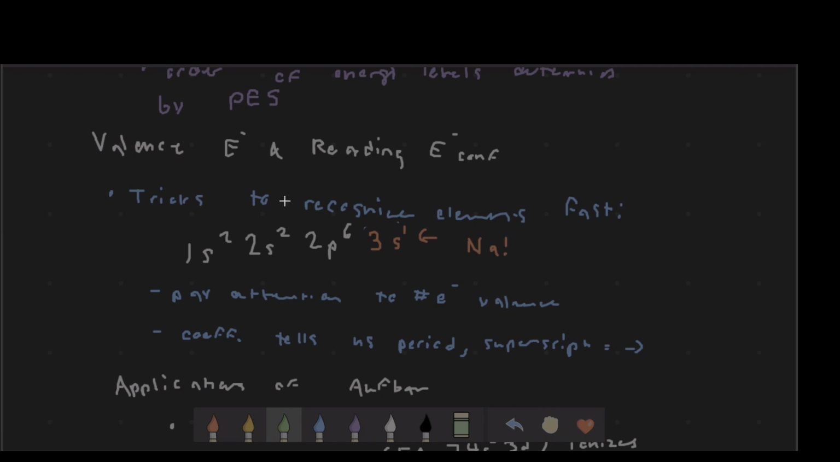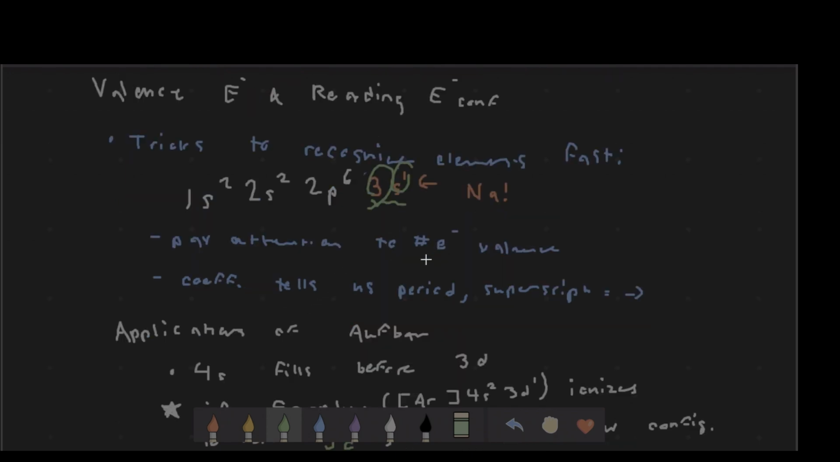So tricks that I use to recognize elements fast is look at the end, and this represents the period, and you should know your blocks, your S, P, D, and F blocks. So since this is an S1, that means I know it's the group 1 first thing. It's the first thing in period 3, so I can immediately denote that that's Na. So you basically have to pay attention to these valence electrons, and yeah, the coefficient tells us the period.